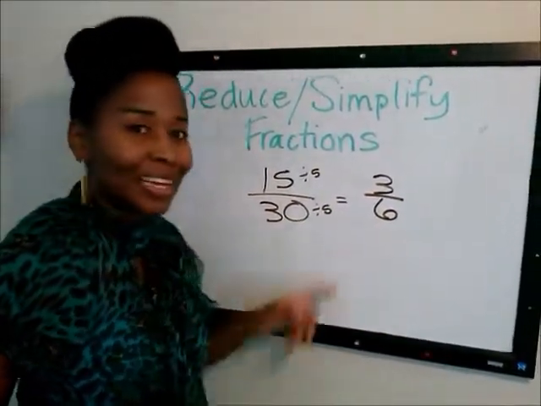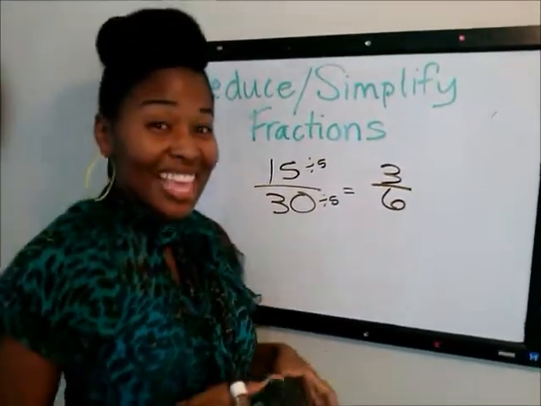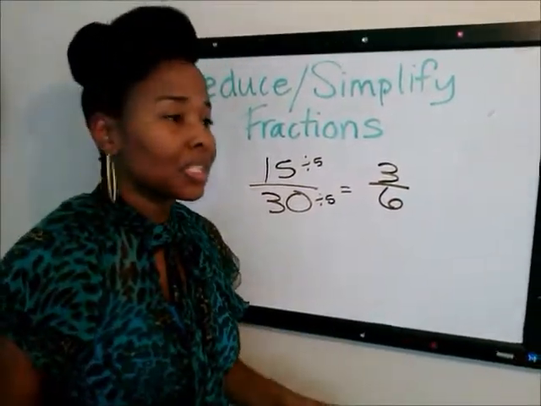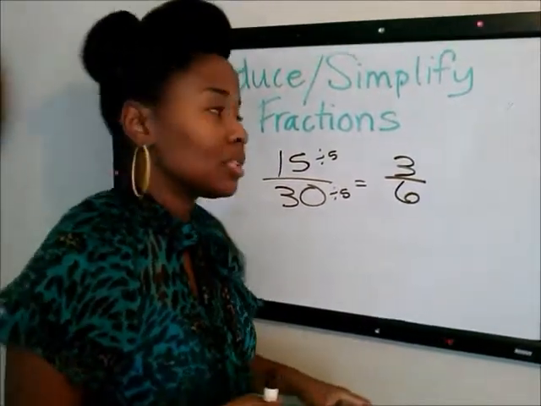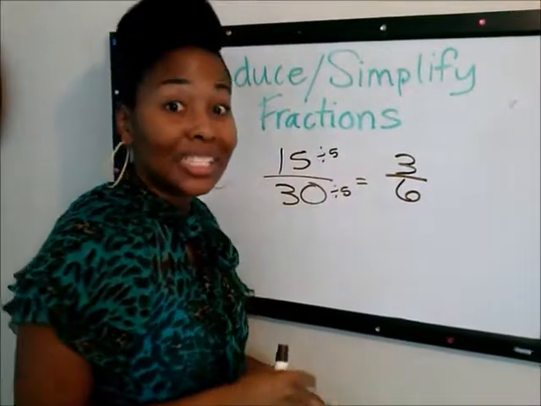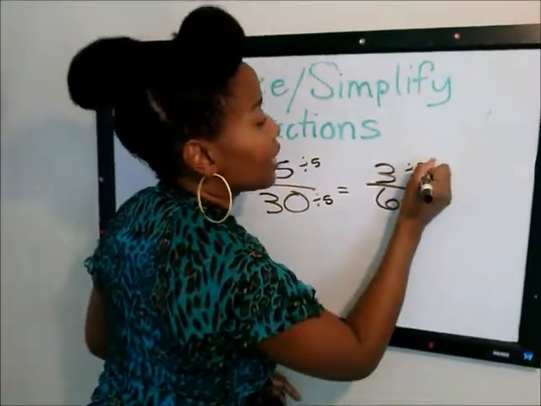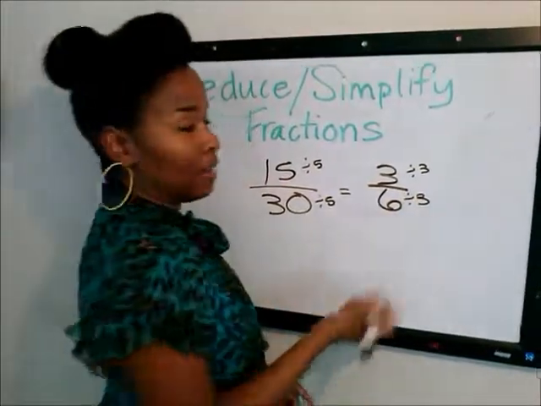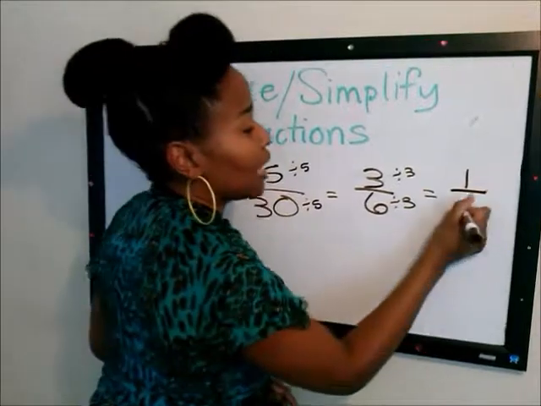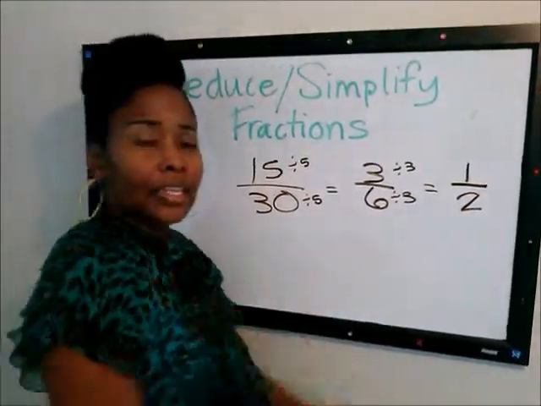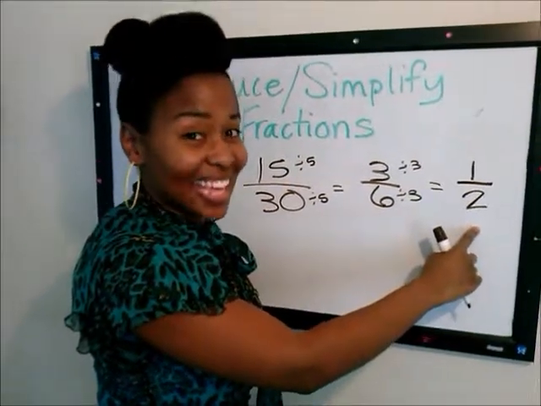But guess what, guys? You can go even lower than this. Sometimes when you reduce, you may find there might have been something else you could keep reducing it by. Let's look at these numbers. Isn't it true that 3 goes into both of these? Divide by 3, divide by 3. 3 divided by 3 is 1, and 6 divided by 3 is 2. Can't get any lower than this.